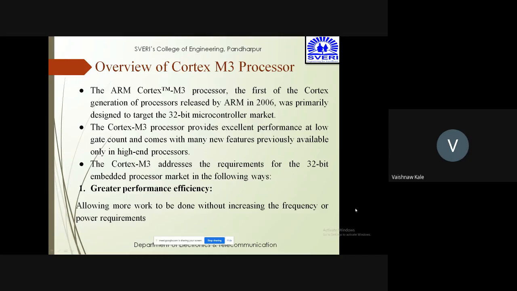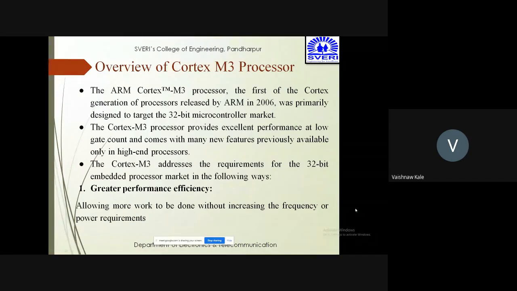See, we have to concentrate on M3 because this is going to be the targeted microcontroller, which we have to study in detail. So we have to get all the things about this processor. First, it was released in 2006. Then it was primarily designed to target the 32-bit microcontroller market. It provides excellent performance at low gate count and comes with many new features which were previously available only for high-end processors. Then the Cortex M3 addresses the requirements of the 32-bit embedded processor markets in the following way.